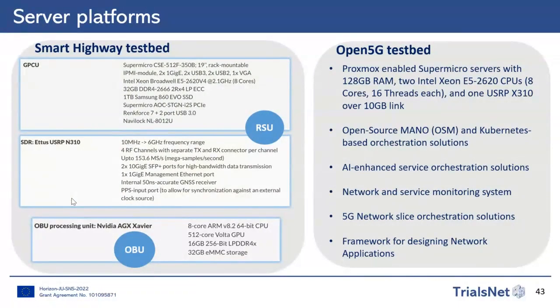On the Open 5G testbed, you can see that we offer AI-enhanced service orchestration and network and service monitoring, but that also applies to Smart Highway. And the framework for designing network applications is also something we offer as support and help for the applicants, as a sort of packaging of their applications and support in the deployment, either in a VM or container-based environment.